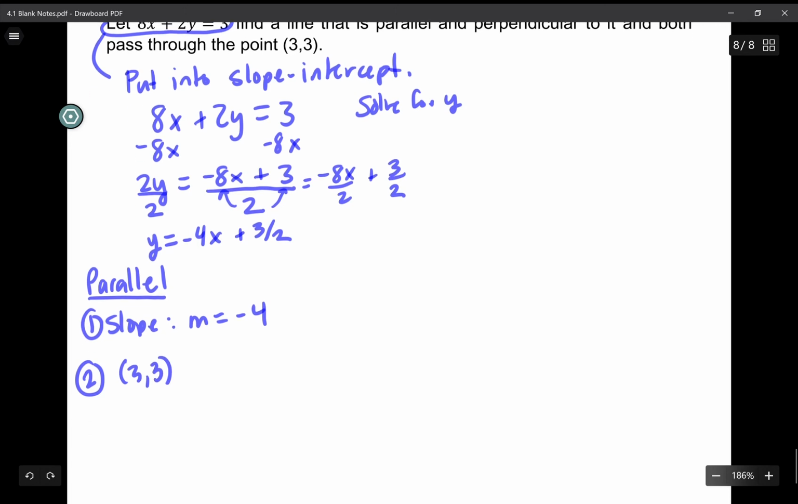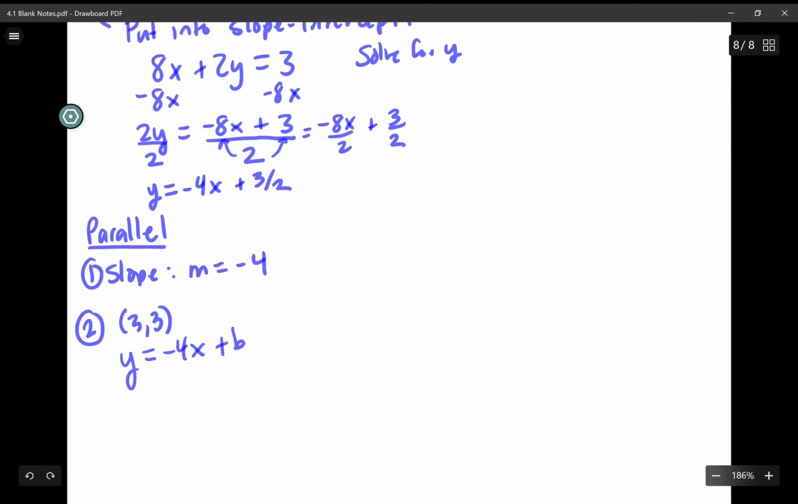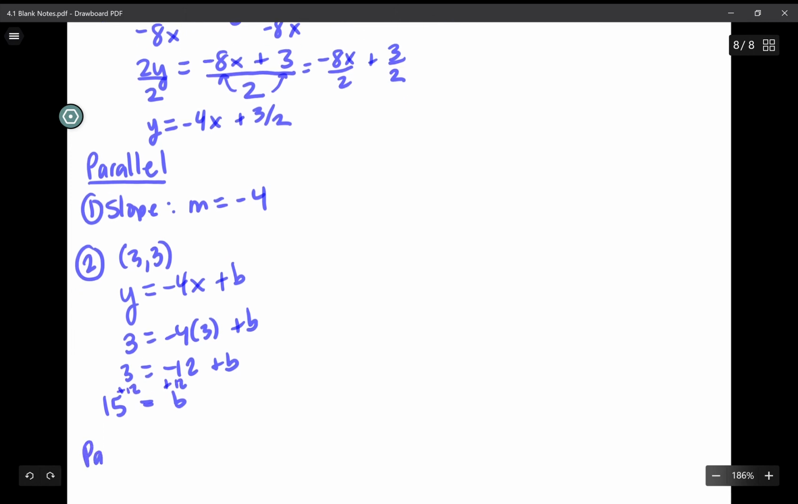So after we plugged in the slope, we had y equals minus 4x plus b. Plug in (3, 3). 3 equals minus 4 times 3 plus b. 3 equals minus 12 plus b. b equals 15. Add 12 to each side, right? So a parallel one: y equals minus 4x plus 15.